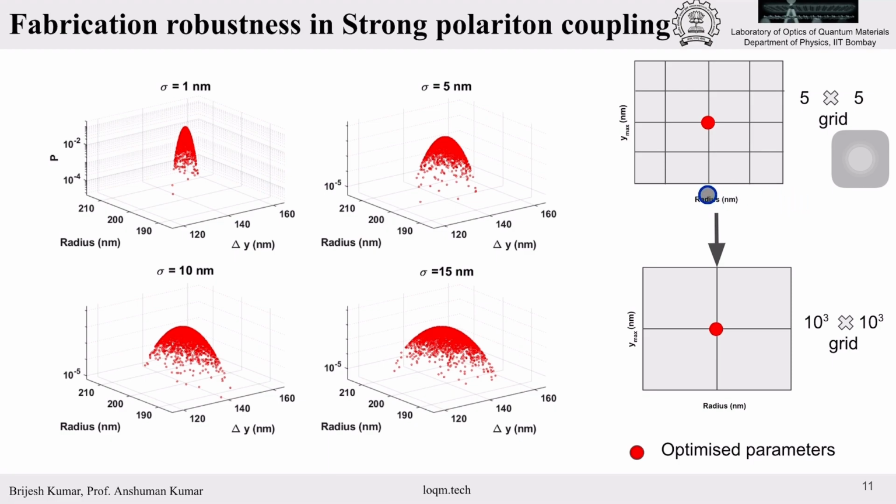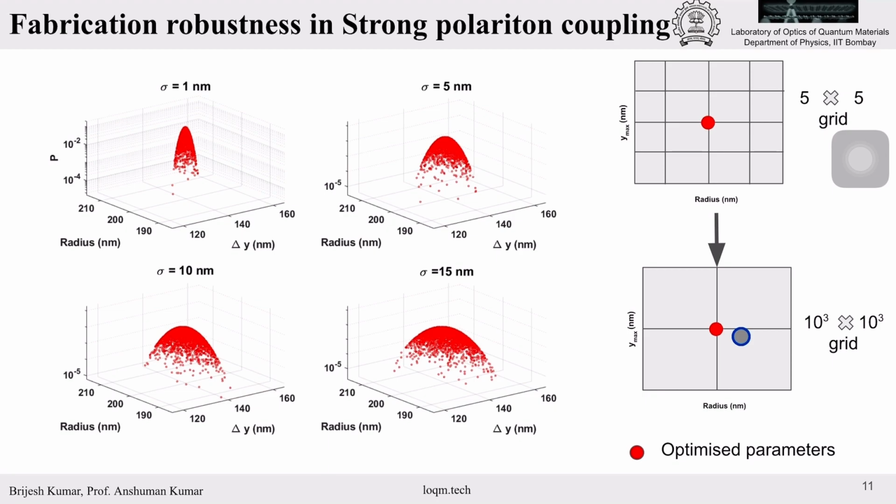Then we got a total of 25 points which we simulate in COMSOL and extract the absorption spectrum at all these 25 points. Then we use an interpolation method in MATLAB, with self-written code. We gridded it by 1000 by 1000 points, so a total of 1000 by 1000 multiplied by 1000 points are here for different parameters. The absorption spectrum we also have by the interpolation method.